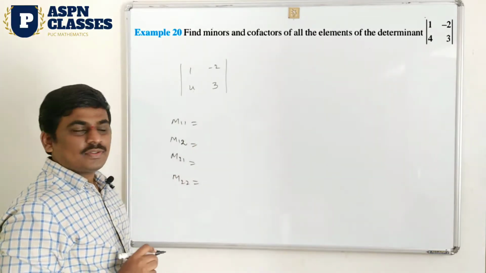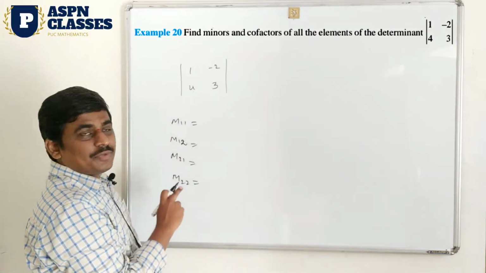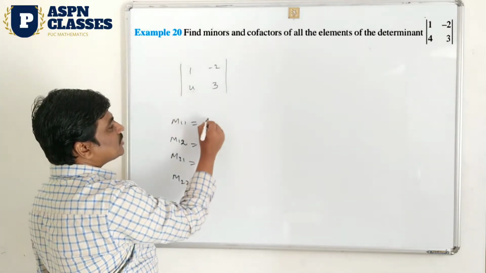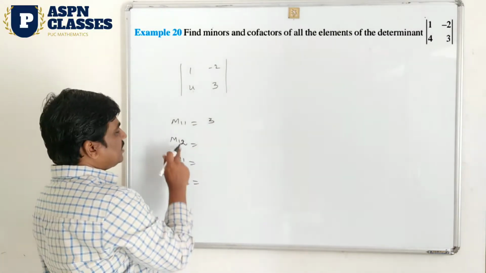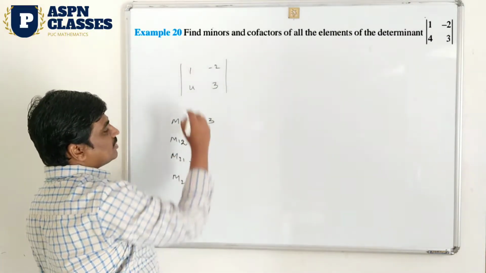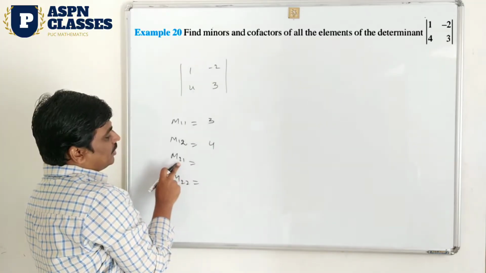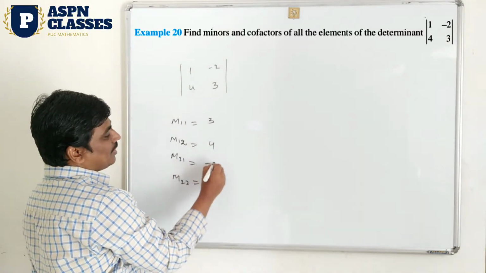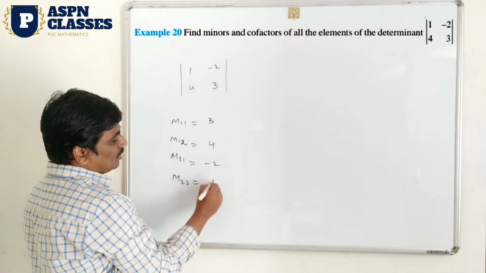Okay, first you have to find it here. So M11, in 2 into 2 order, it means ith row and jth column. These two are cancelled, it means what is the answer? 3 is the answer. And next M12, the answer is what? These two are cancelled, 4 is the answer. And M21, it means this is the minus 2. M22, it means 1 is the answer.